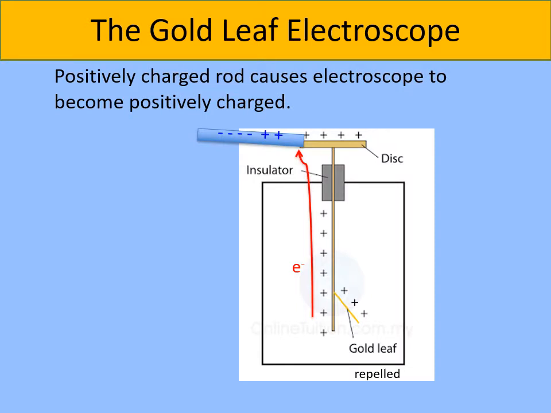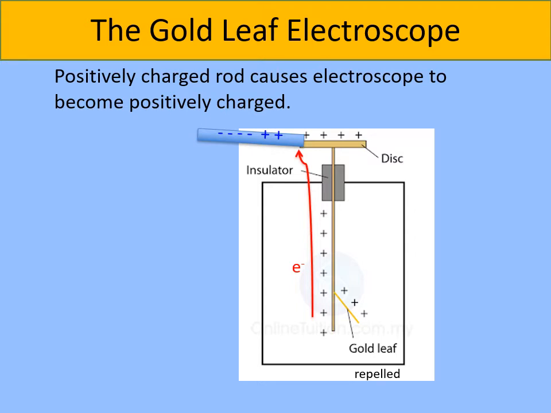Now let's imagine that instead of a negatively charged rod, we have a positively charged rod. This could be, for example, perspex. If we rub a cloth onto perspex, we take off some of the electrons from the perspex that fall onto the cloth, and that leaves the perspex rod positively charged. So if we brought a positively charged rod and touched it on the metal cap, the electrons from the gold leaf travel up through the conductor and reach the rod as a result of conduction.